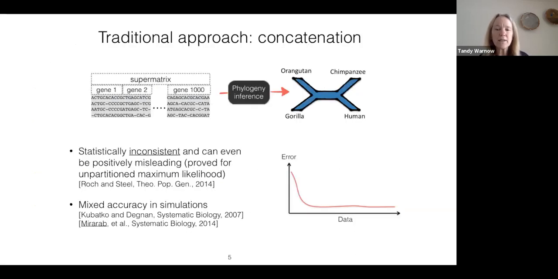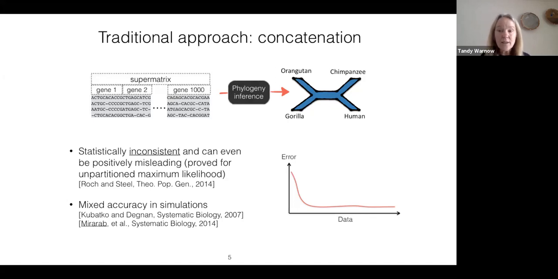So let's just talk about concatenation. If you concatenate all of the alignments together and then just run maximum likelihood, it's not statistically consistent if you have incomplete lineage sorting. And that was a mathematical proof by Sebastien Roch and Mike Steel. And worse than being inconsistent, it actually can be positively misleading, which means that as you add more and more genes, you can converge to the wrong tree with probability going to 1. And what that means is that your bootstrap support is going to be 100% for the wrong tree. Not a good situation.